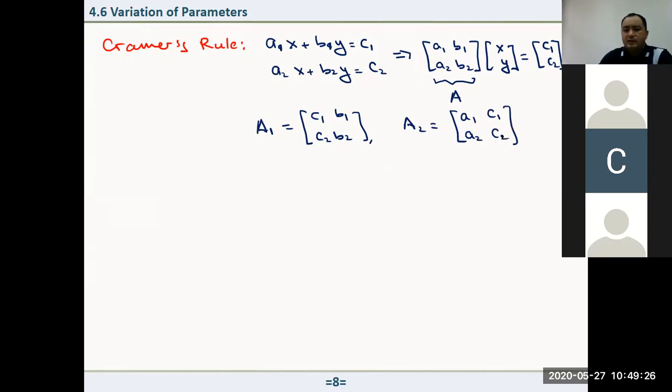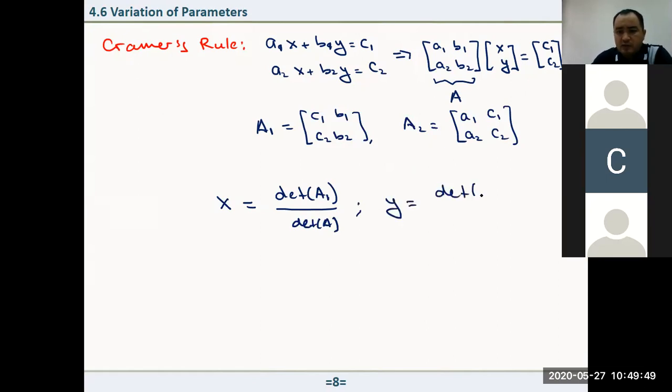Okay. And after defining these two things, Cramer's rule states that the first solution, that's X, is just equal to the determinant of A sub 1, the determinant of this matrix, over the determinant of A. And you know how to evaluate this determinant, right? And how about the second solution? Y is equal to the determinant of A sub 2 over the determinant of A.